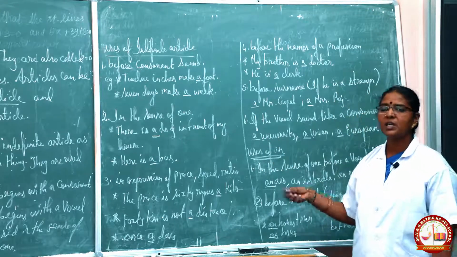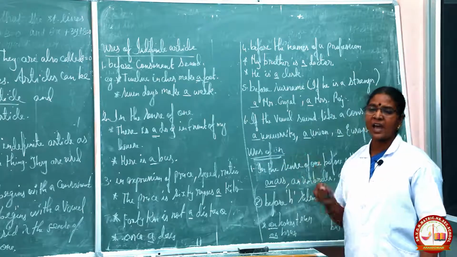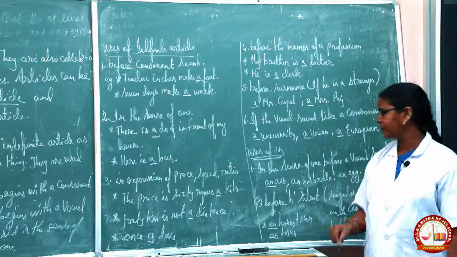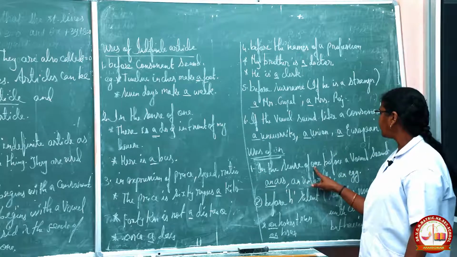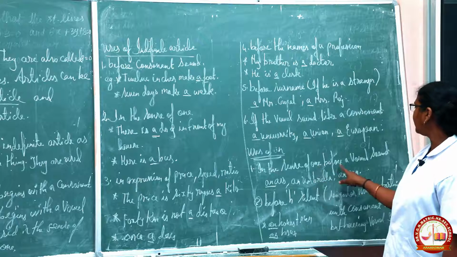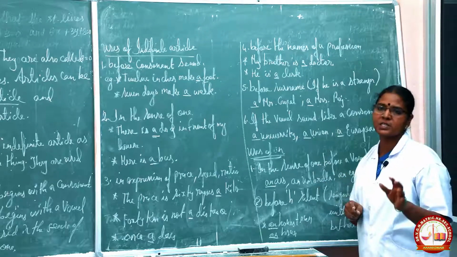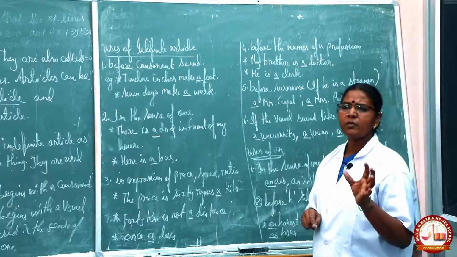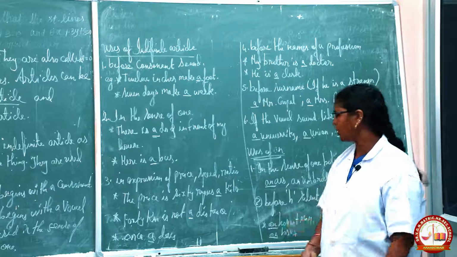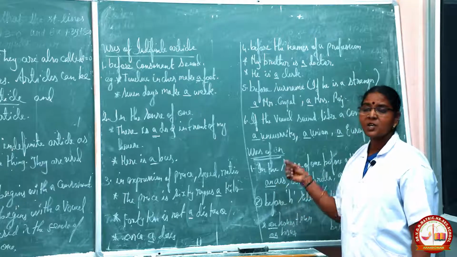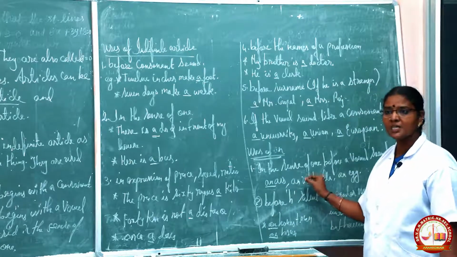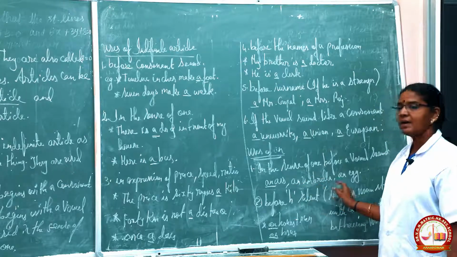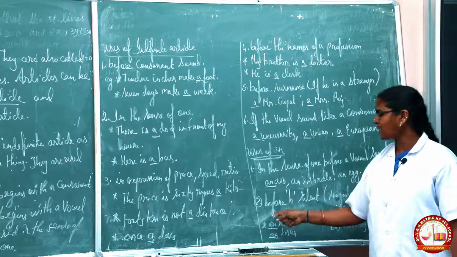Next, we are going to see uses of an. An also refers to one. So an is used in the sense of one before a vowel sound. So you must use an before a vowel sound or a silent h sound. For example, an ass. An umbrella. An egg, like that.